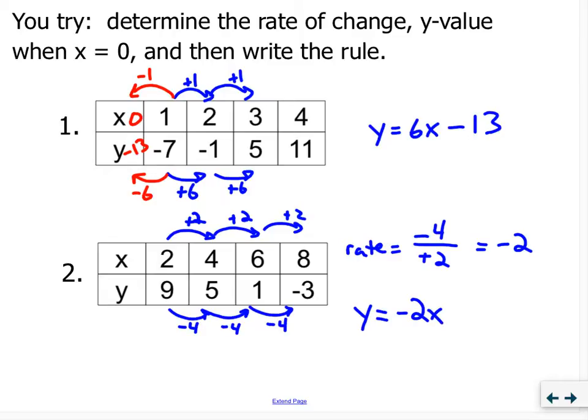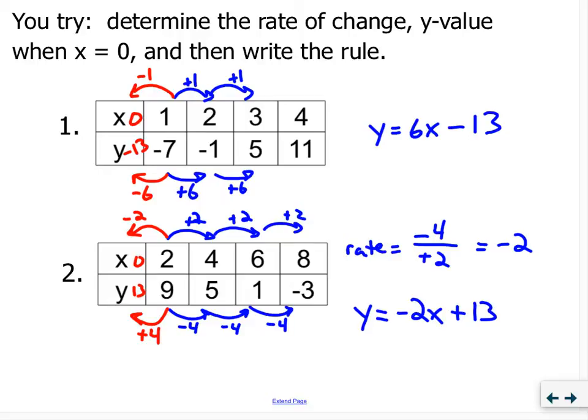Now again, let's go back and find that y-intercept. Instead of going up by 2, I'll go down 2. So instead of going down 4, I'll go up 4. And I'll get 13. So when the x value is 0, the y value is positive 13. So there's my rule, y equals negative 2x plus 13.